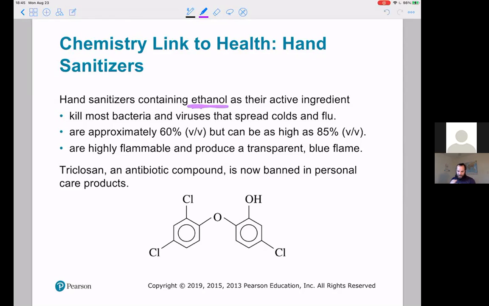Ethanol works a little bit different than one of these in terms of how it affects the cell. Ethanol sort of just degrades the outside of a bacteria. It doesn't work its way in and do anything fancy like antibiotics do.